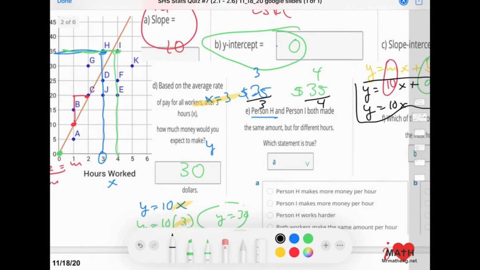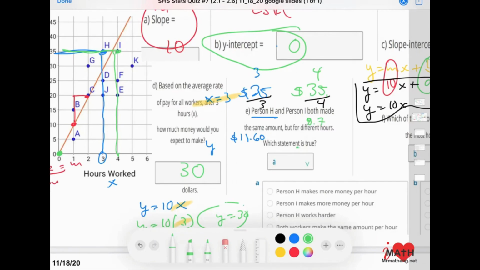And so, that person's probably going to make what? 3 goes into 35, 11.60 an hour. And then this person is making, I'm just doing division. I don't have a calculator in front of me. So which statement is true?